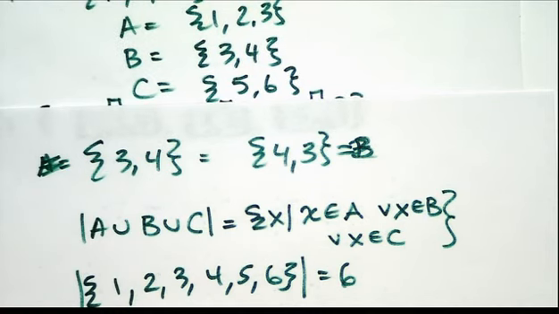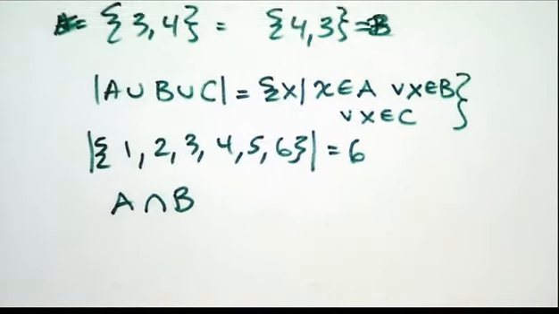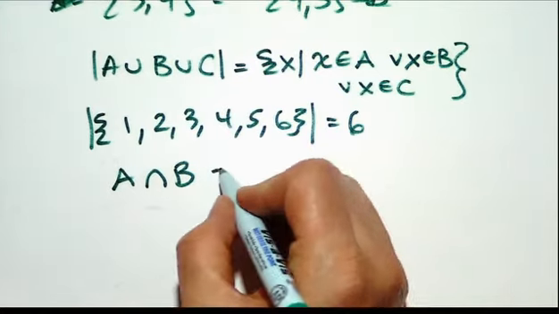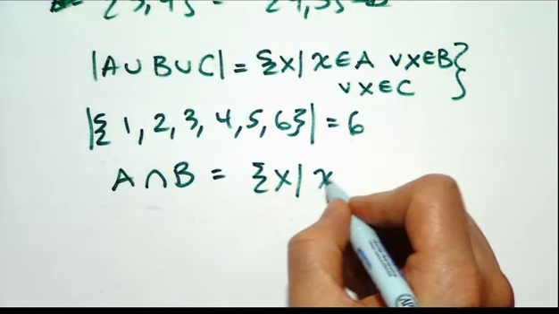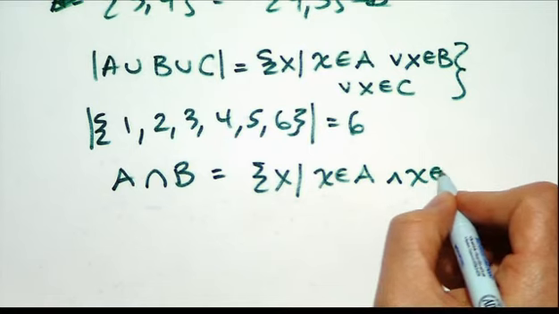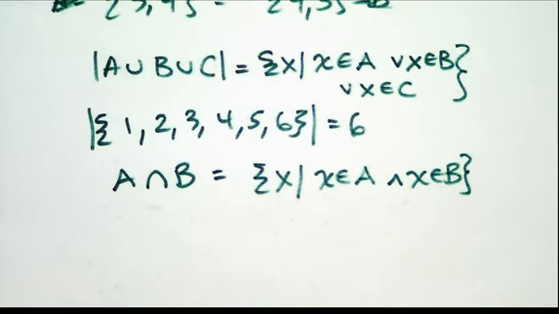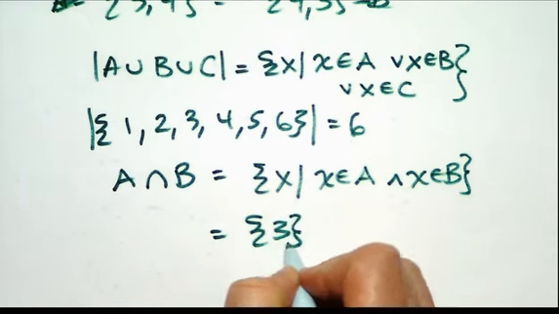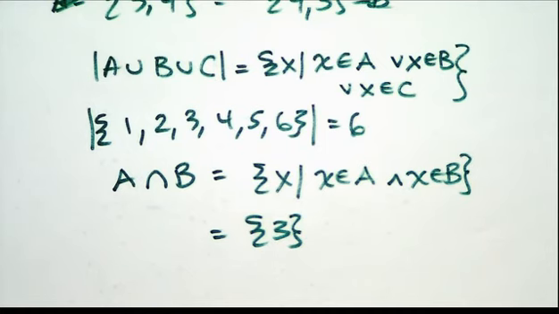Okay, so we also have the idea of an intersection. So an intersection is like an AND. So it is X so that X is in A and X is in B. And that means that the element is in both sets. And looking back at our A and B sets, the intersection was the point 3, right? And so the cardinality of the intersection is 1, because there's one element that is in both sets.